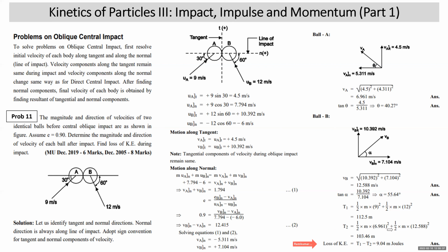Why does it come in terms of m? The value of m was not given. So T1 and T2 will come in terms of m. Even loss of kinetic energy will also come in terms of m. So loss of kinetic energy is 9.04 m joules. Let's take a few more sums on oblique central impact. Concept remains same. All right.